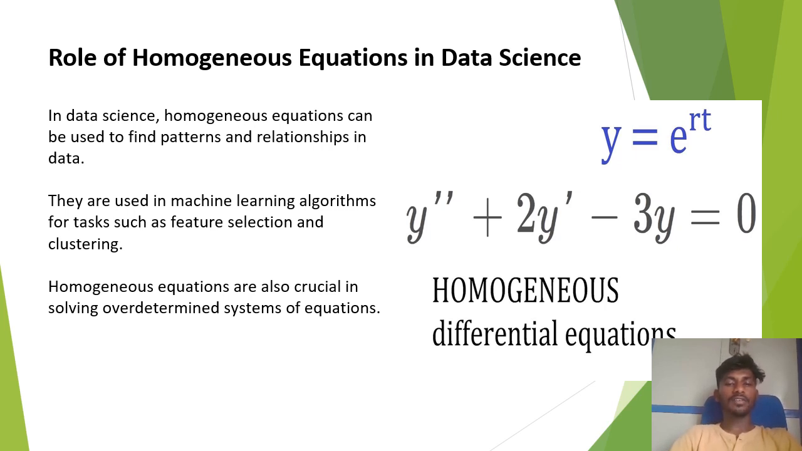Role of homogeneous equations in data science. In data science, homogeneous equations can be used to find patterns and relationships in data. They are used in machine learning algorithms for tasks such as feature selection and clustering. Homogeneous equations are also crucial in solving overdetermined systems of equations.